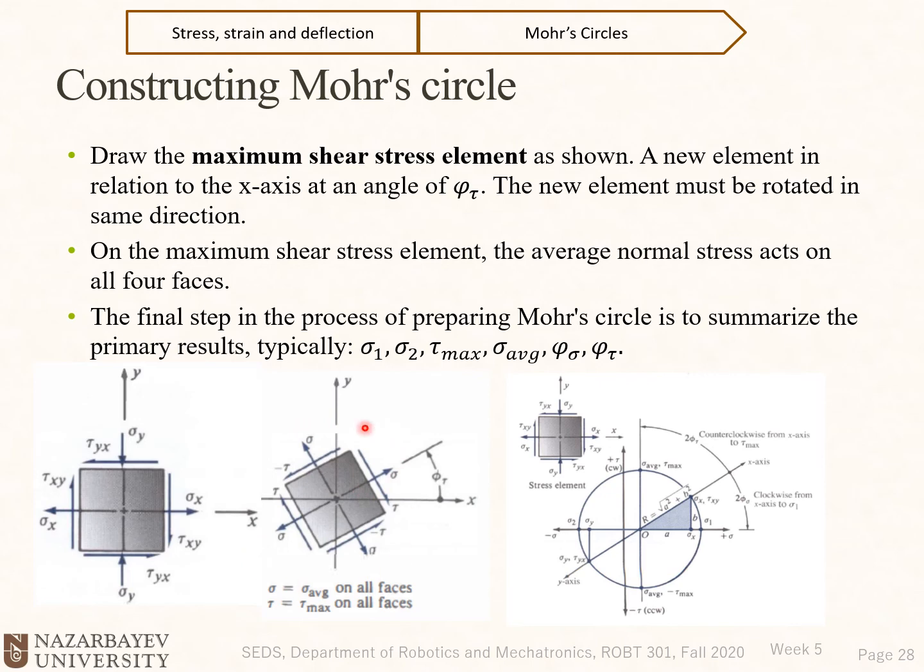The final step in preparing a Mohr circle is to summarize the primary results, typically sigma 1, sigma 2, tau max, sigma average, phi sigma, and phi tau. This is the final step.